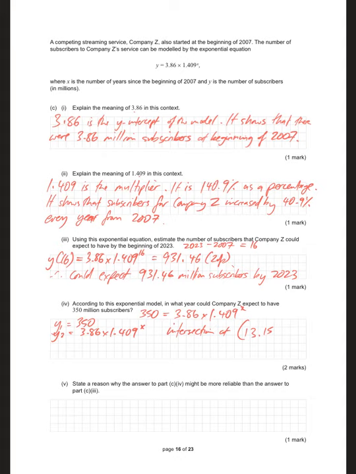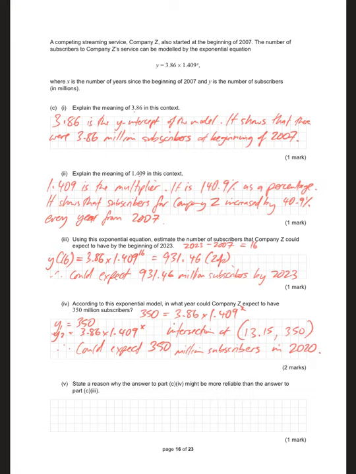And y is equal to 350. Therefore, we could expect 350 million subscribers sometime 13 years from 2007, so 350 million subscribers in 2020.